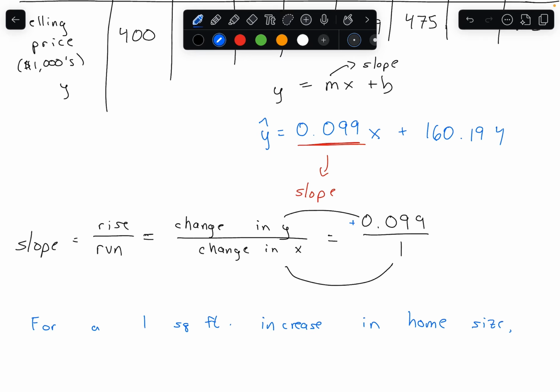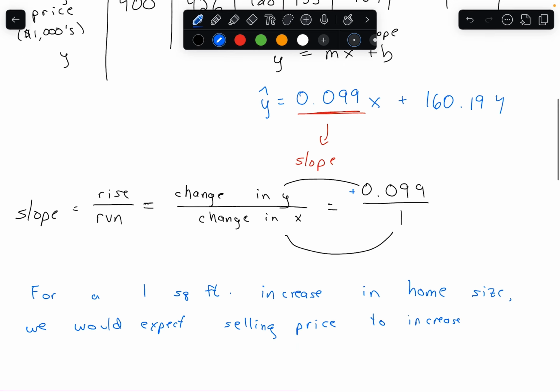So when I go to talk about this, for a 1 square foot increase in home size, we would expect the selling price to increase, and we're saying increase here because it's positive, by 0.099, in this case, $1,000.